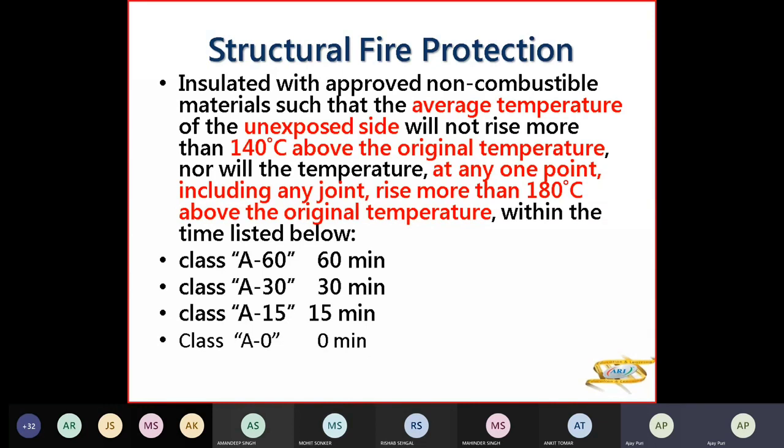All A60, A30, A15, A0, all these types of bulkheads are going to control the passage of smoke and flame for 60 minutes. The only difference among all these is the unexposed side temperature rise. So A60 is going to contain that temperature rise for 60 minutes, A30 for 30 minutes, A15 for 15 minutes, and A0 cannot control the temperature rise.